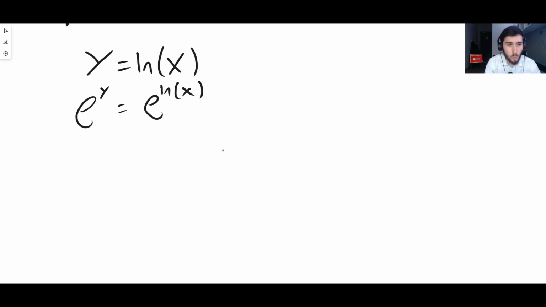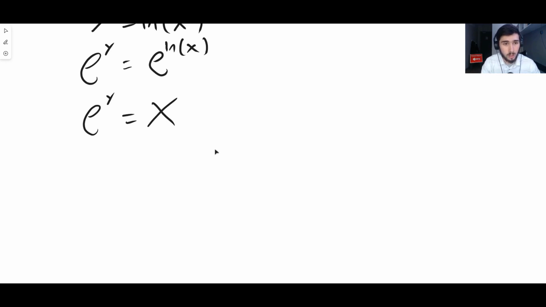Now what we can do is notice that we have e to the y, and we can't do anything with that yet. That's equal to e to the power of the natural log of x. Natural log of x is the log of base e of x. Here's an identity: e to the power of ln x is equal to x, because they are inverse functions. So e to the ln x is x, always.